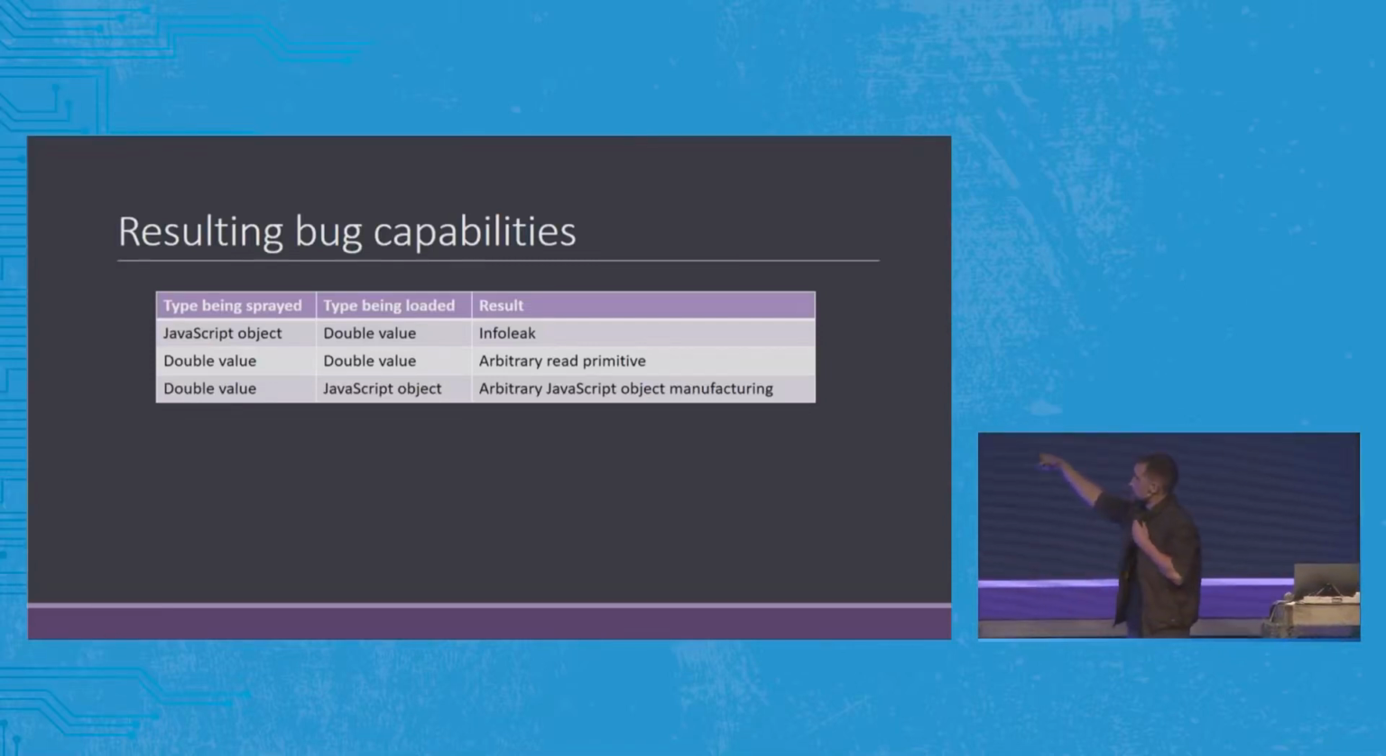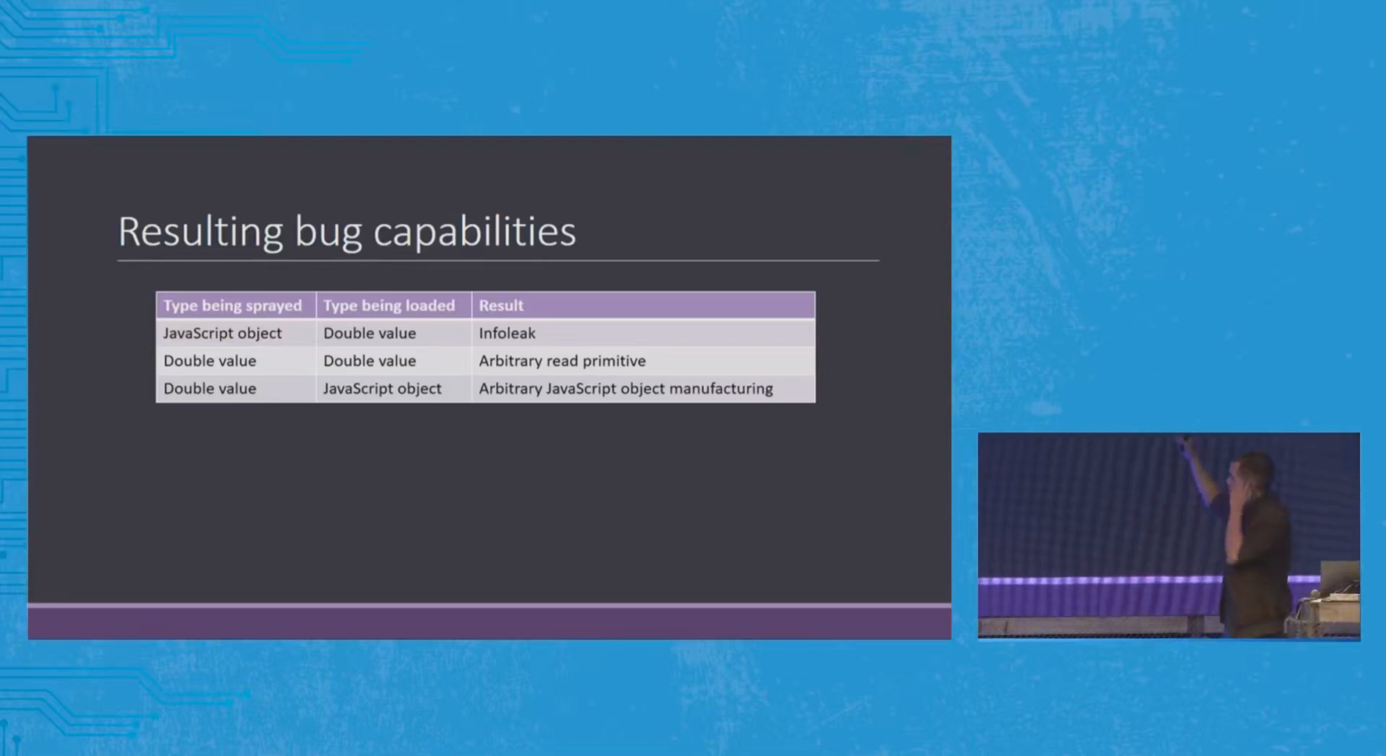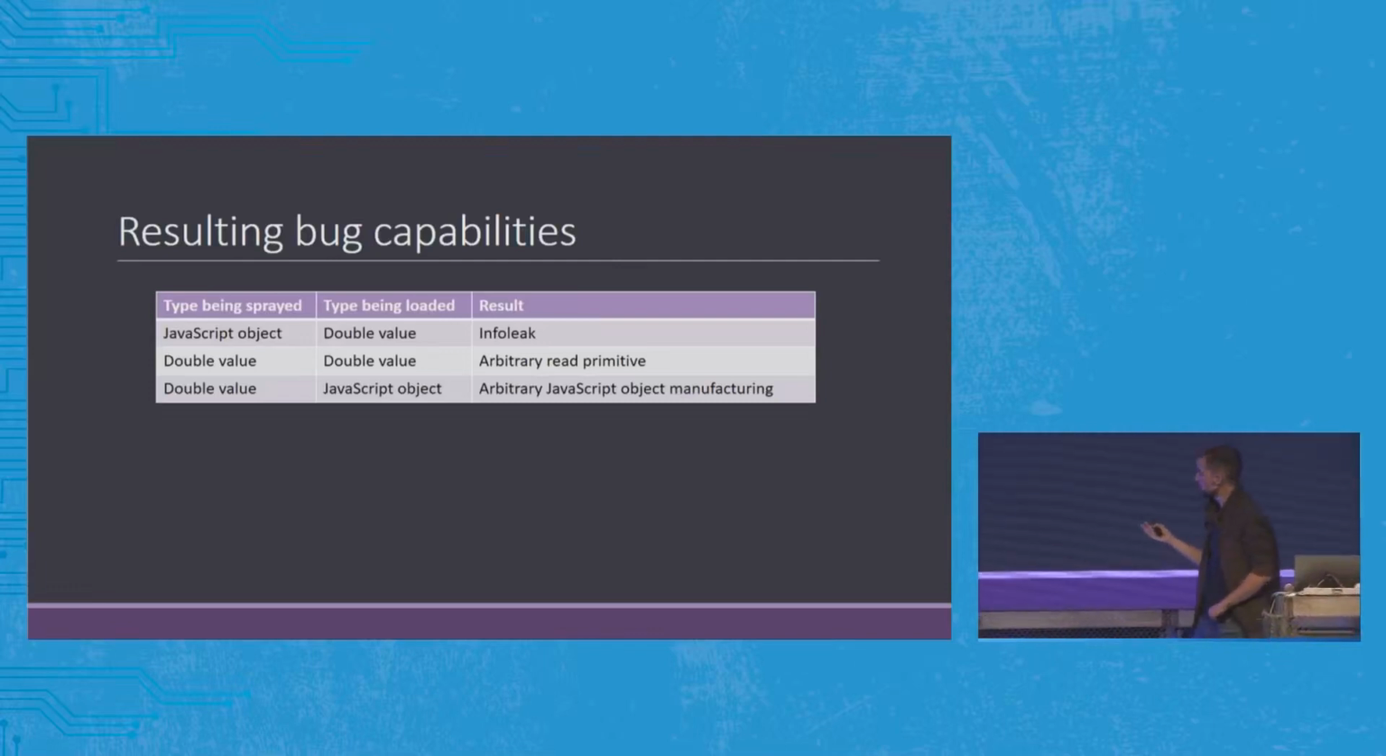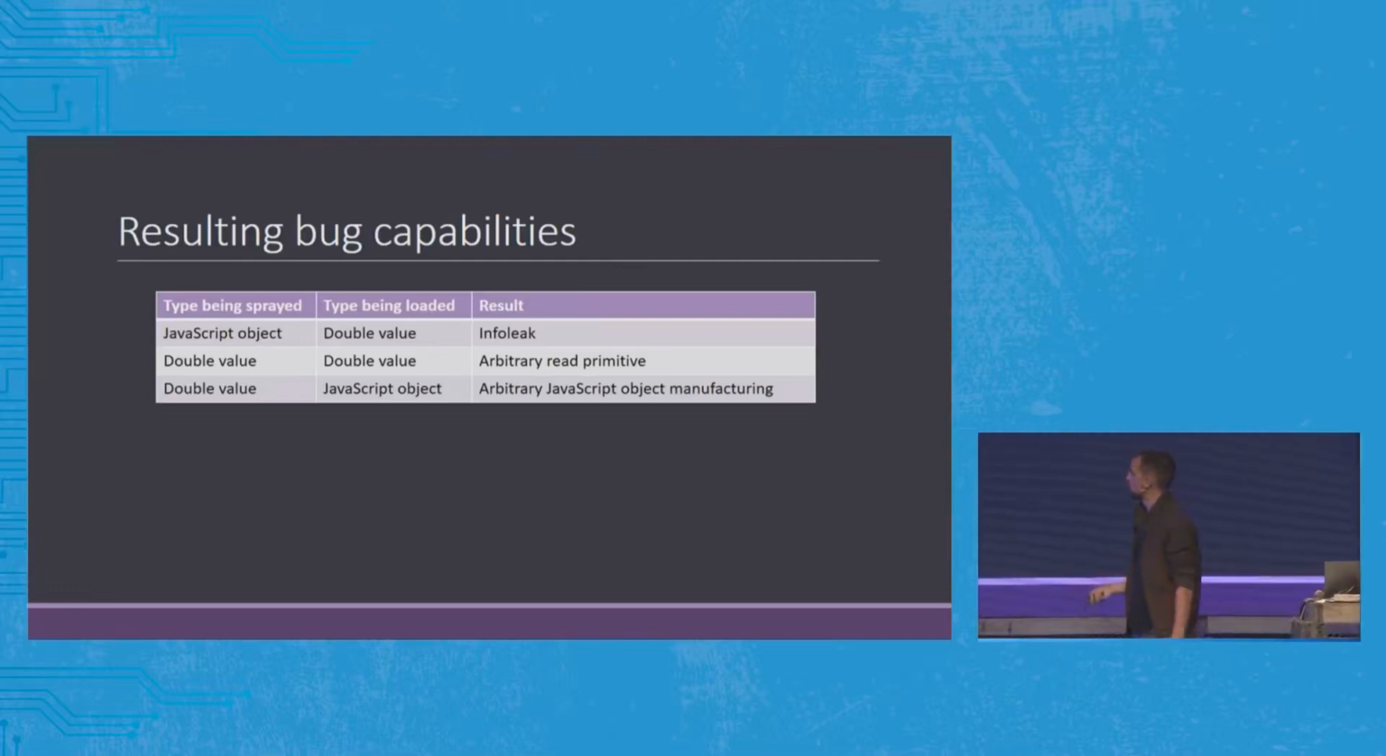Then the next thing is if you were to spray a double value, you could spray any arbitrary pointer there and then read it back as a double value. Then all of a sudden, you have the ability to read arbitrary memory from JavaScript. And this is all with just this one bug, nothing more, nothing fancy. So that's, again, a super powerful primitive from this one bug just by changing things up a little bit.